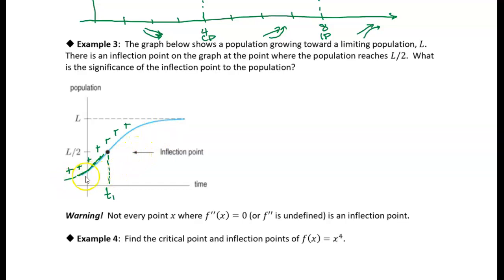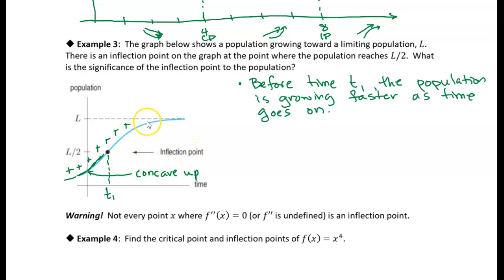But you can see that in this section here, it's concave up. So what does that mean? Concave up means that the rate of change of the population over time is increasing. Okay, so the population is growing faster as time goes on until it hits t1.